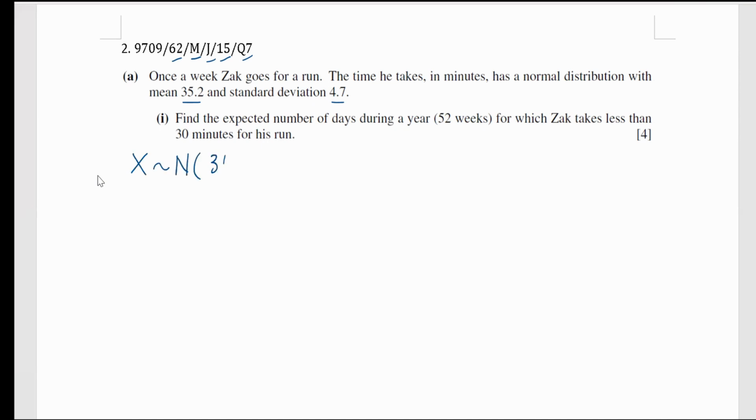So it has the mean of 35.2 and standard deviation 4.7, but I put a square here because this position is meant for the variance. In order to find out the expected number of days during a year of 52 weeks for which Jack takes less than 30 minutes for his run, first we are trying to find the probability that he takes less than 30 minutes for his run. All right, so first step, standardization.